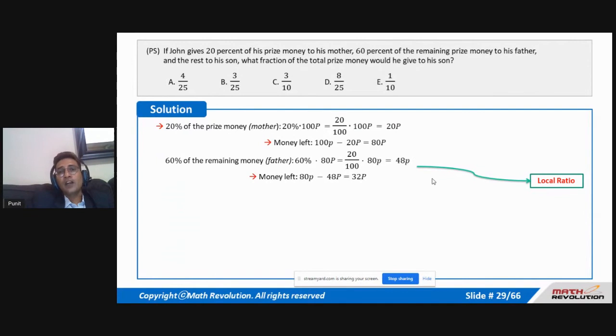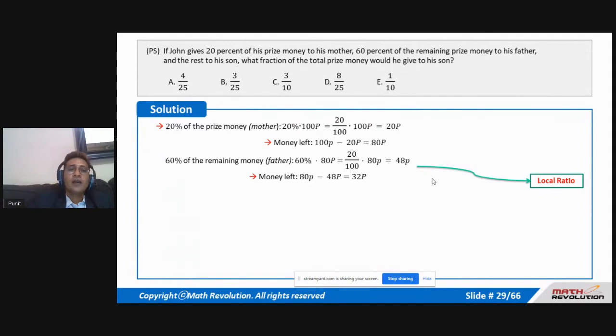So now 48p, now this is a concept of the local ratio. Earlier it was 100, out of which 20% was given, that means 20 was given, 80 is remaining. Now this 80 has become the whole. So this is a local ratio application. A part becomes the whole. So out of 80, the calculation begins now. Out of 80, 60% was given. That means 48p was given.